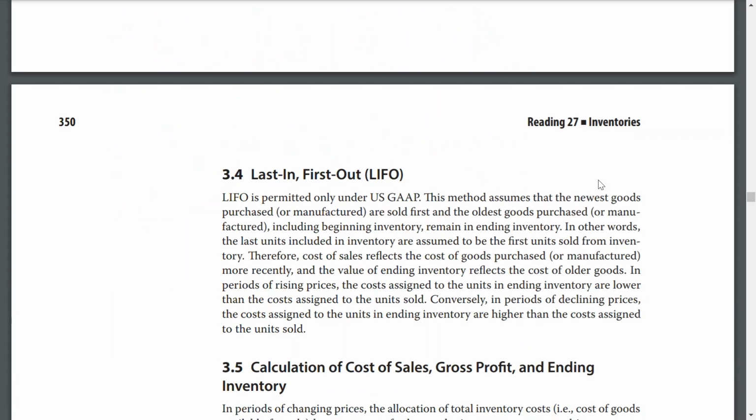Last in, first out, the LIFO method. LIFO is permitted only under US GAAP. This method assumes that the newest goods purchased are the first sold, and the oldest goods purchased, including beginning inventory, remain in ending inventory. In other words, the last units included in inventory are assumed to be the first units sold from inventory. Therefore, cost of sales reflects the cost of the goods most recently purchased.